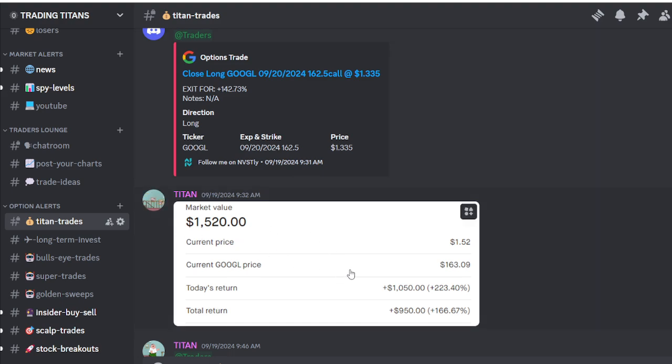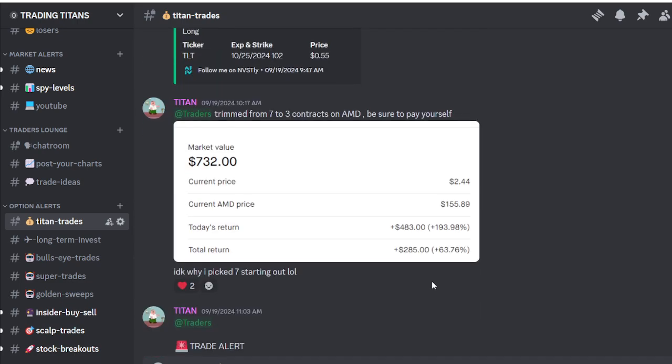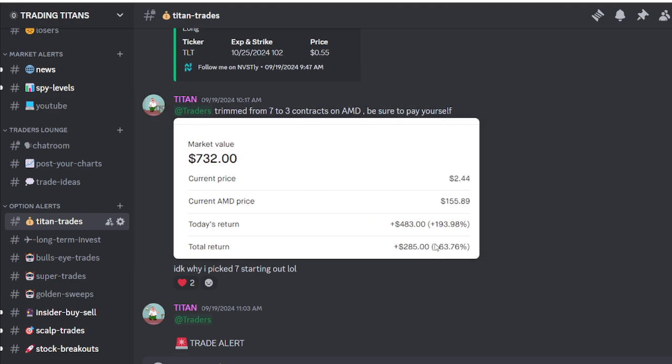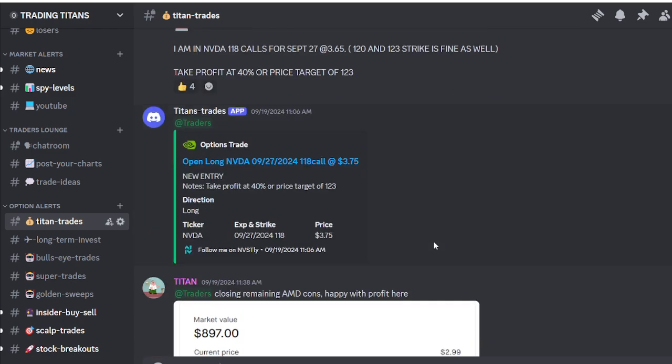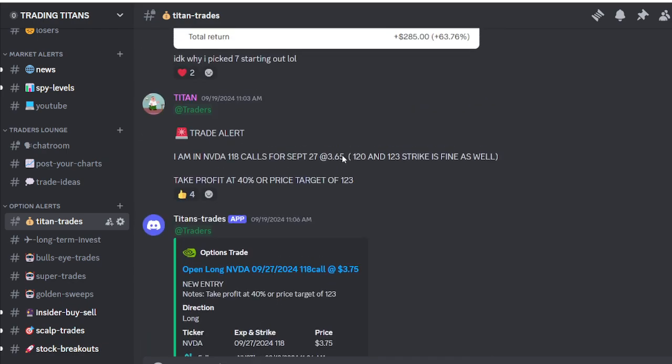And so you'll see the outcome of the Google play made like $950, so on and so forth. And then you'll see multiple plays like this. So like AMD, I believe this is AMD. Yeah, AMD made 60% off of it. So you'll see a lot of plays that'll come out looking like this. Just know that those trades are personally coming from me. So I just want to make that clear.